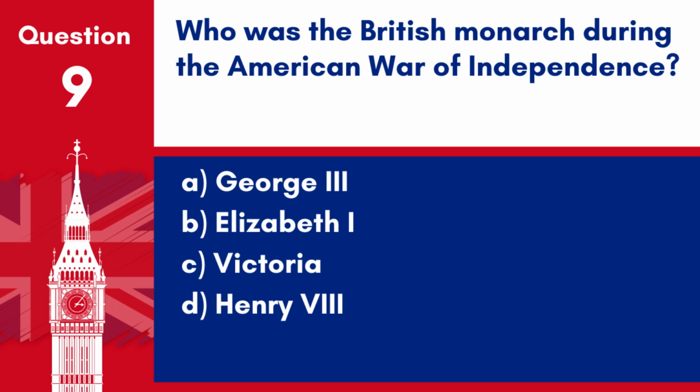Question 9. Who was the British monarch during the American War of Independence? A. George III, B. Elizabeth I, C. Victoria, D. Henry VIII. Answer: A. George III. King George III was the British monarch during the American War of Independence.